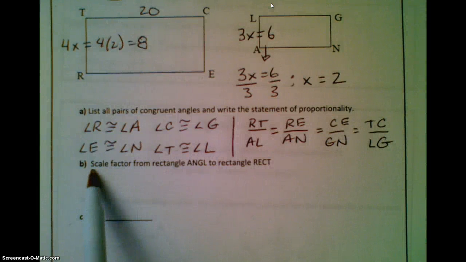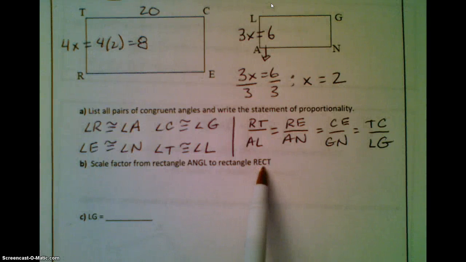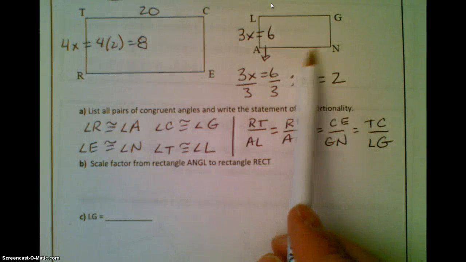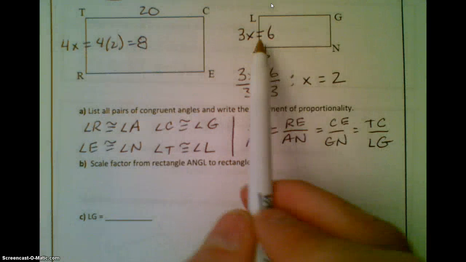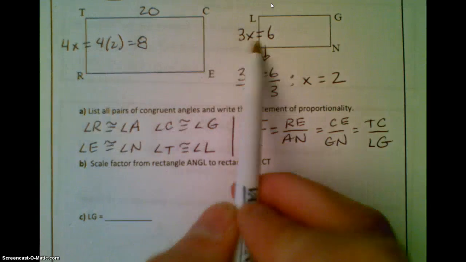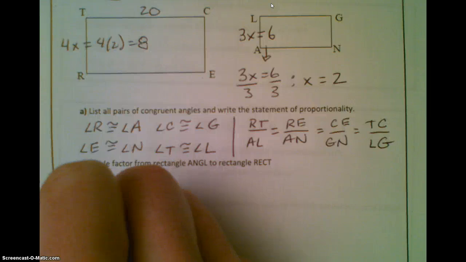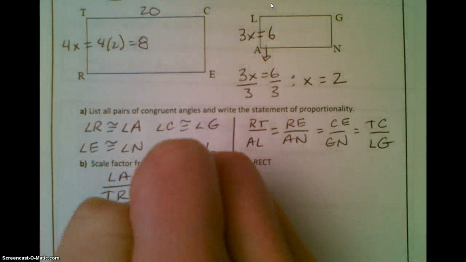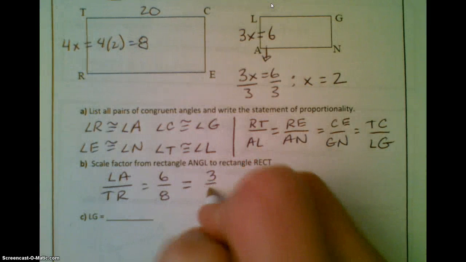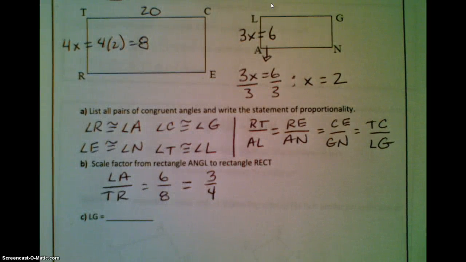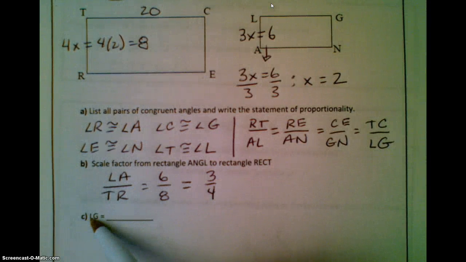Alright, so we want to figure out the scale factor from rectangle ANGL to rectangle RECT. So now we want to go from the smaller to the larger. Okay, and since I know that a pair of corresponding sides are LA and TR, that scale factor is going to come from those two sides, LA and TR. That's 6 to 8, which simplifies to 3 to 4.